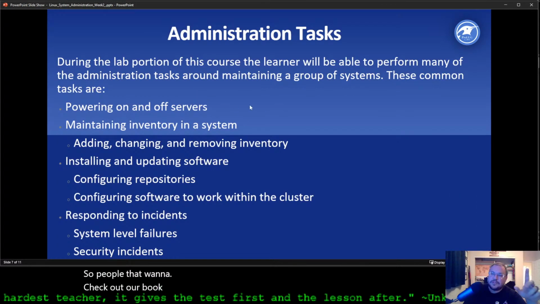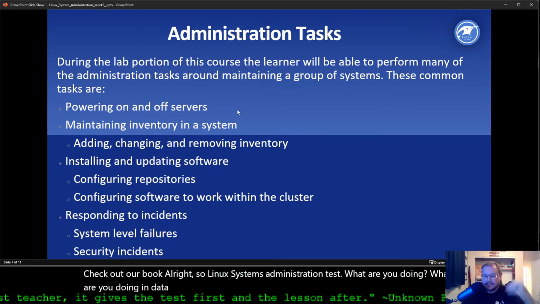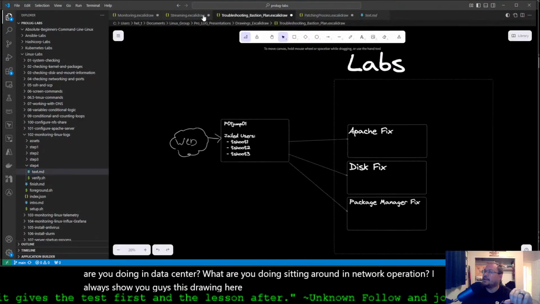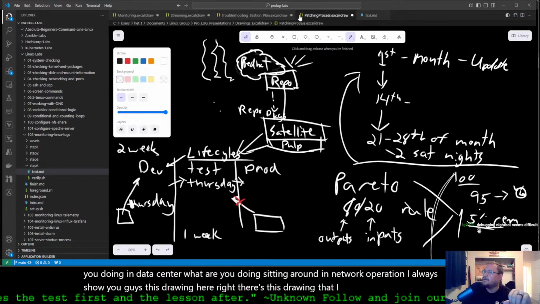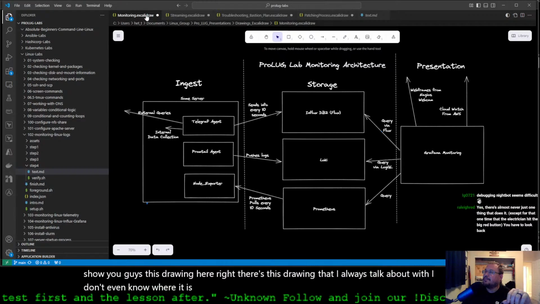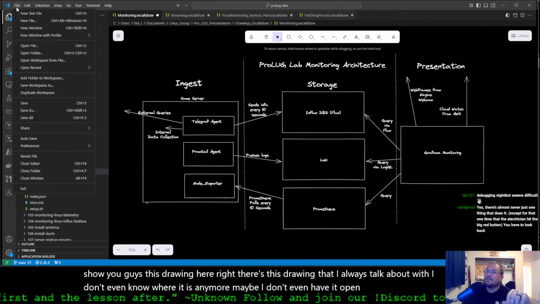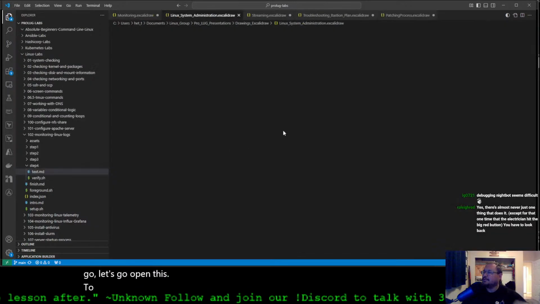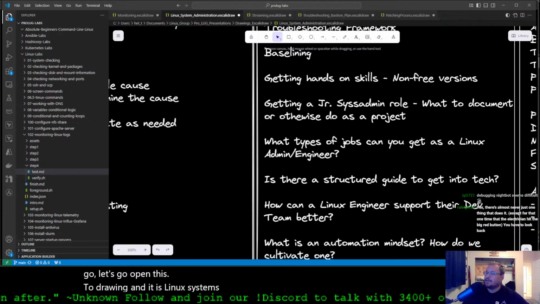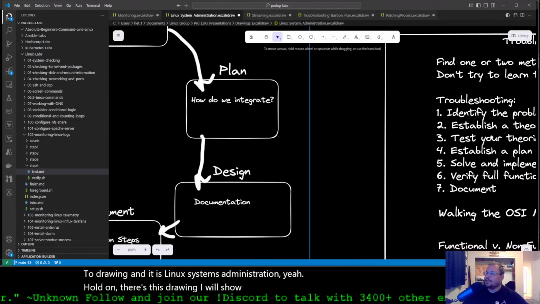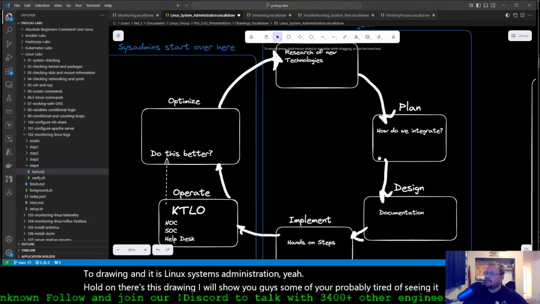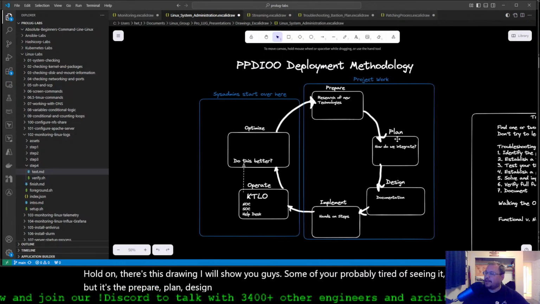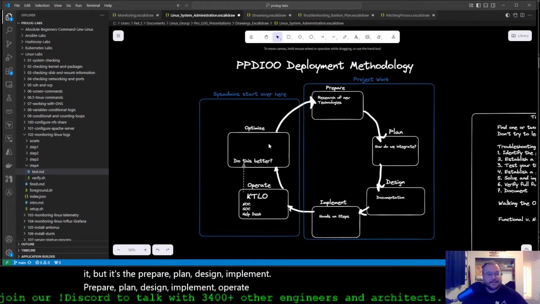All right, so Linux Systems Administration. What are you doing in a data center? What are you doing sitting around in network operations? I always show you guys this drawing here. Some of you are probably tired of seeing it. But it's the prepare, plan, design, implement, operate, and optimize idea, right?